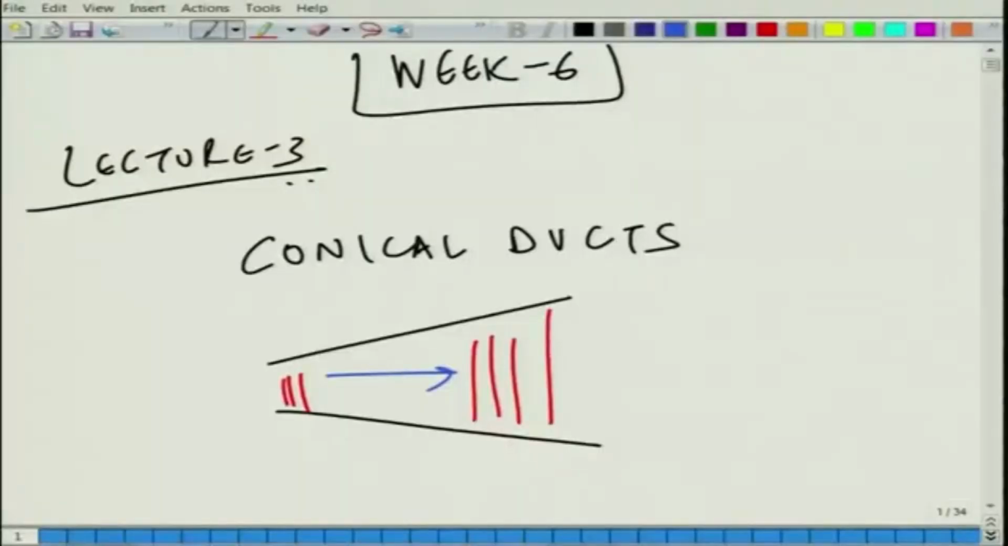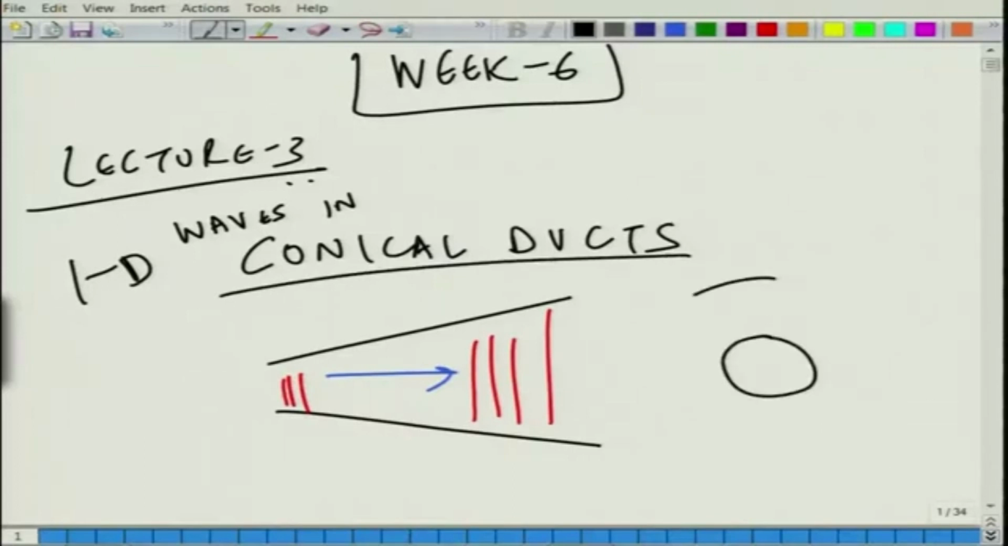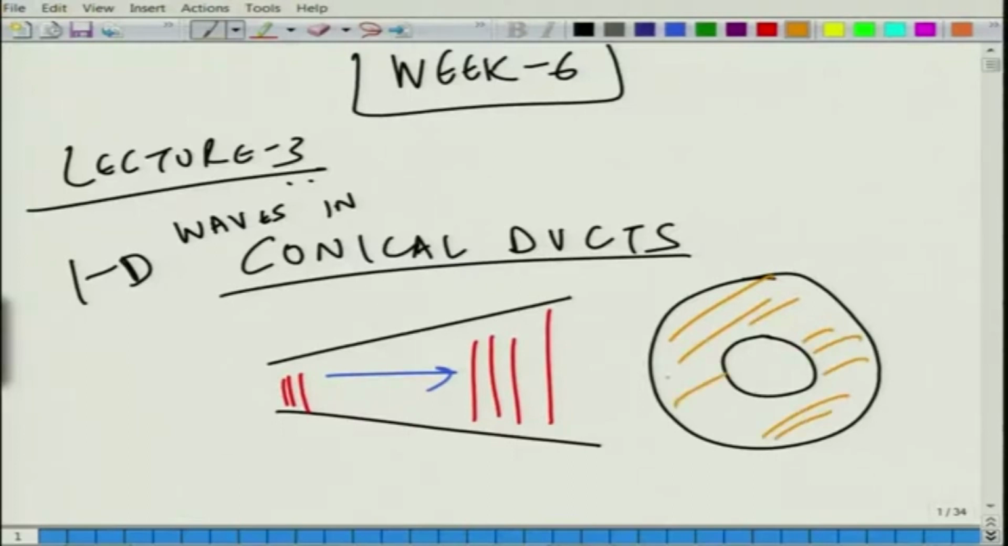Welcome to lecture 3 of week 6 of our NPTEL course on Muffler Acoustics. For this class, we are going to discuss wave propagation, one dimensional wave propagation in conical ducts. So, we have our 1D waves in conical ducts. You see here a schematic of a conical duct, and for the wave propagation, let us say this is the inlet and this is the outlet.